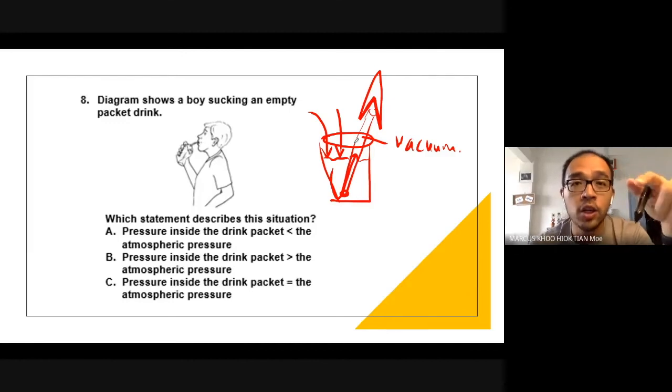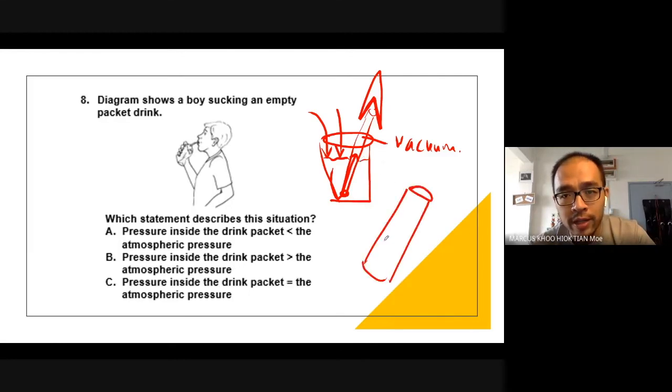I repeat, when you are sucking on the straw, you are actually not sucking the water. You are just sucking the air out, so that when there's no air over here, atmospheric pressure is the one that's actually helping you to drink the water. Which is why, if there's a hole in your straw, it's very hard to drink water, because no matter how much you suck the straw, you cannot suck out all the air.